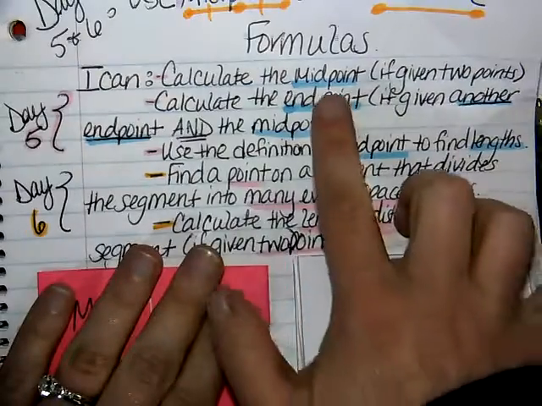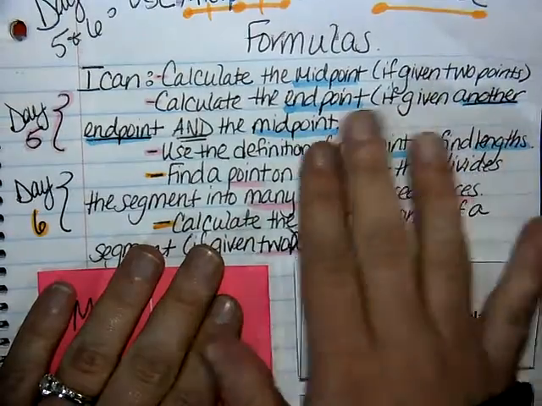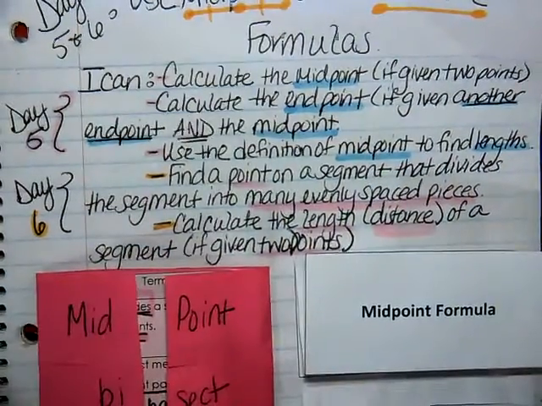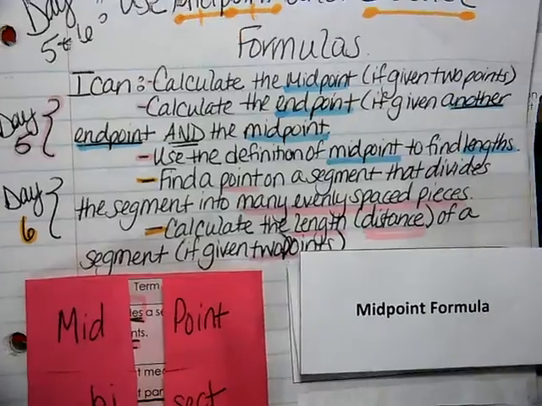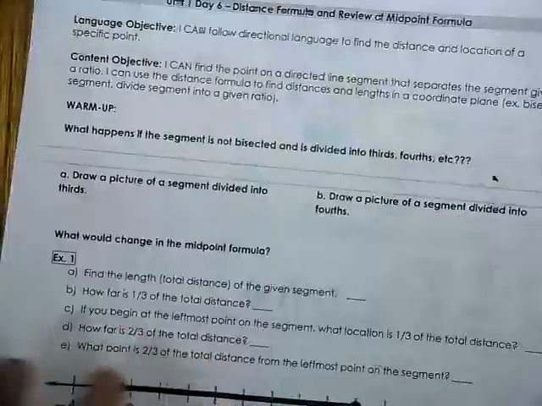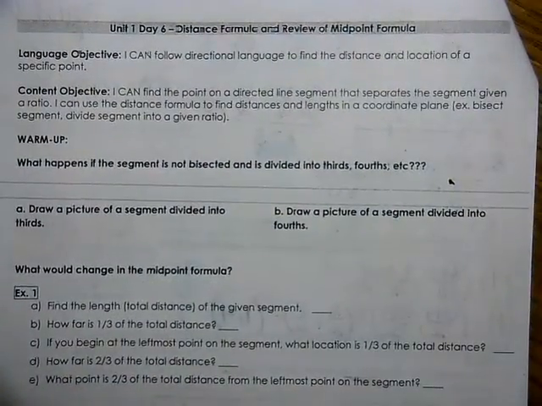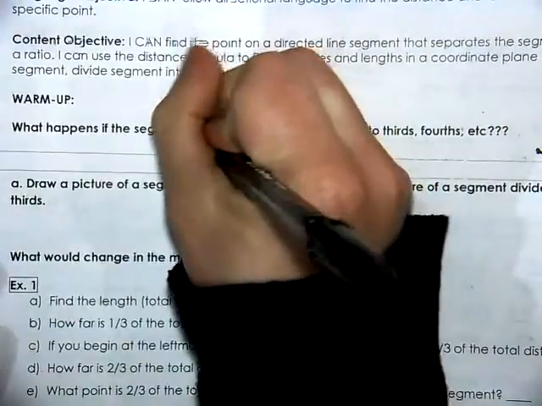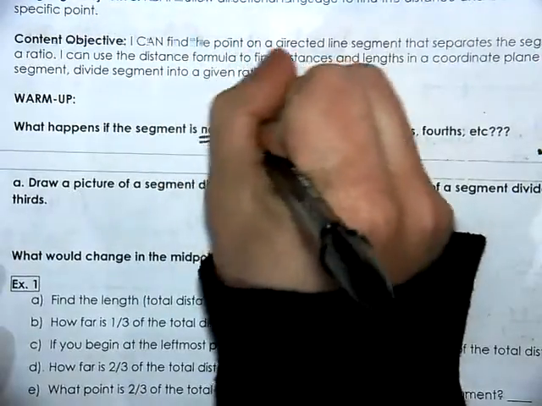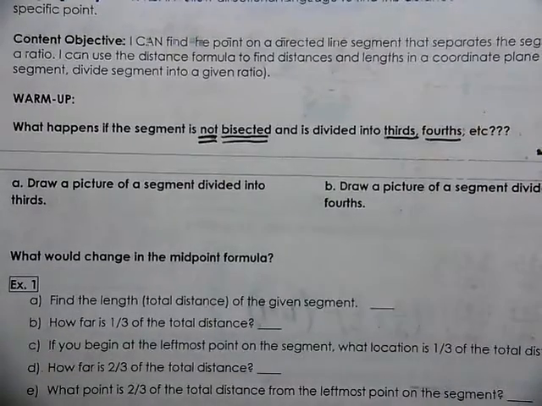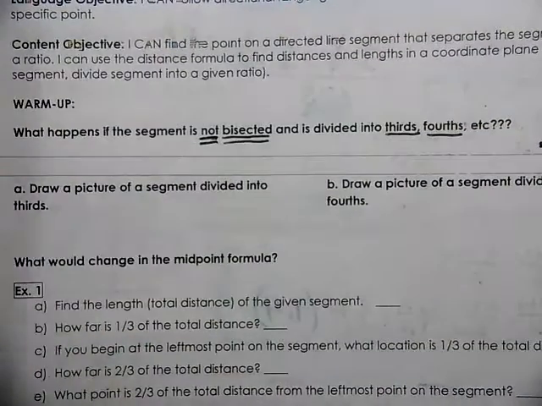Our other topics, we are going to talk about those again: calculating a midpoint, calculating an endpoint, and using that definition of midpoint to find other lengths. Now, midpoint, let's do a really quick warm-up. What happens if a segment is not bisected and instead it is divided into thirds or fourths, etc.? How would you find what the length is?